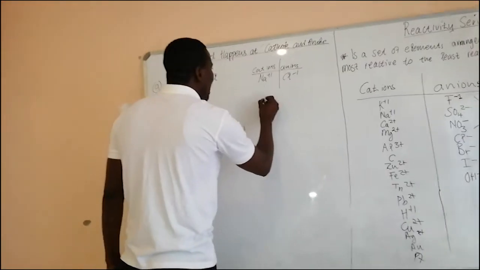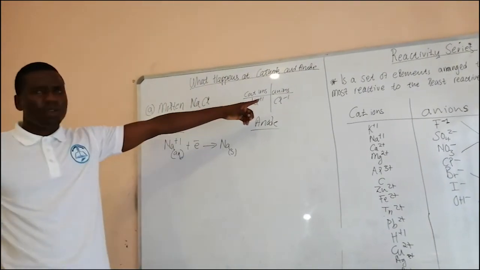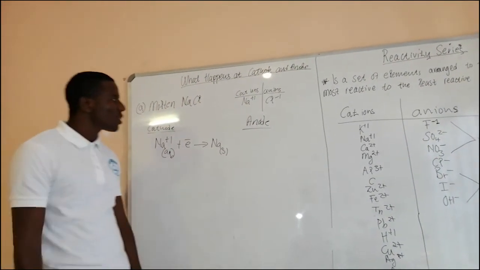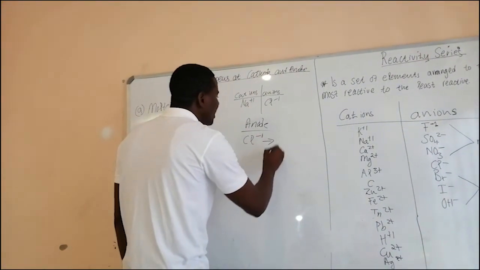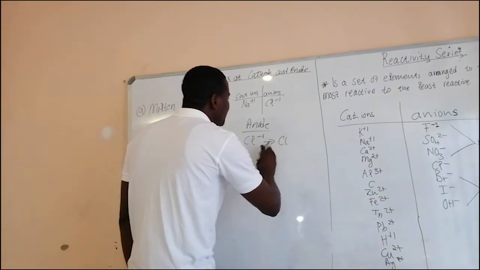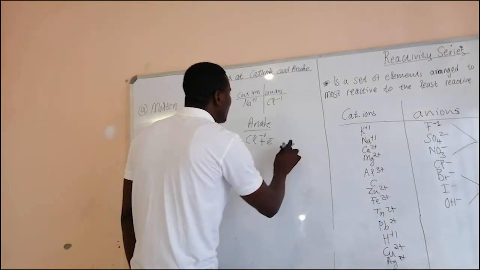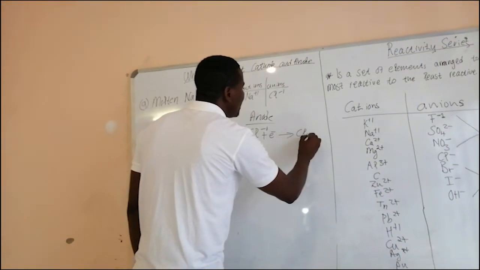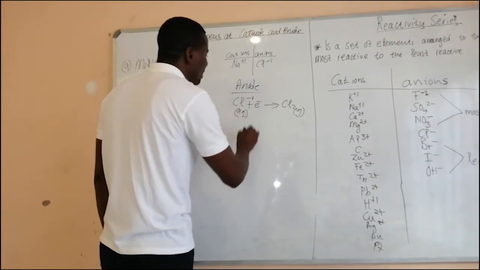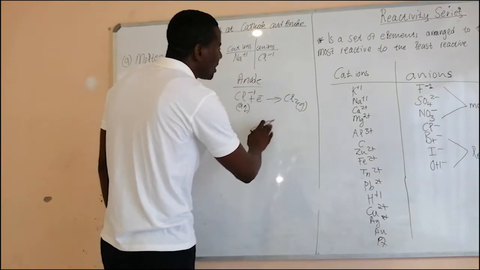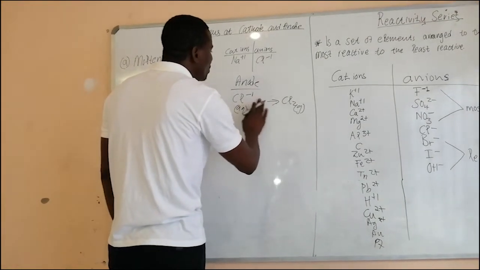Now let's look at the anode. What is happening at the anode? Like we said, we have the chloride there, so we have Cl minus. It is going to give us Cl2, which is a gas. Now we should remember that here we are gaining an electron, so our electron is not going to be lost.